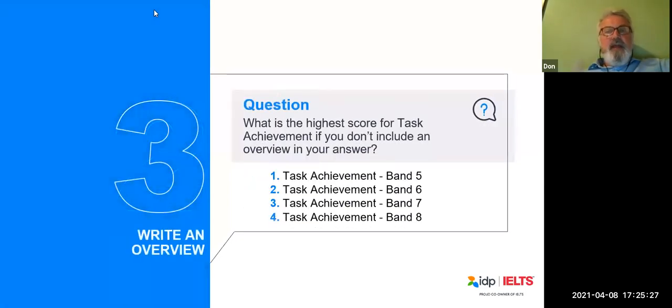Okay. The final part of this essay is an overview. An overview is 1 or 2 sentences that summarize the main points. What happens if you forget the overview? Look at your assessment criteria. Is it a band 5, a 6, 7, 8? We'll come back to that.